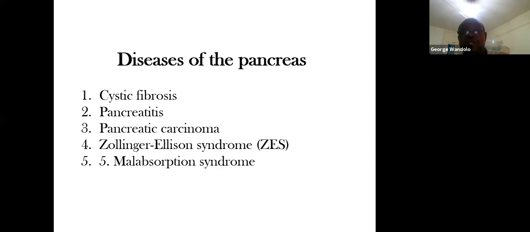Okay? Outside these activities, the pancreas is exposed to numerous diseases. And these diseases include inherited diseases and acquired diseases, and ones that we can inevitably get, like pancreatic malignancies. Okay, so I'm going to talk about the diseases of the pancreas, and I've enumerated them as cystic fibrosis, pancreatitis, pancreatic carcinoma, Zollinger-Ellison syndrome, and malabsorption syndrome. These are not really diseases, but they are syndromes that are associated with diseases of the pancreas.